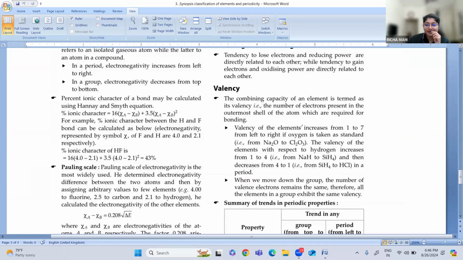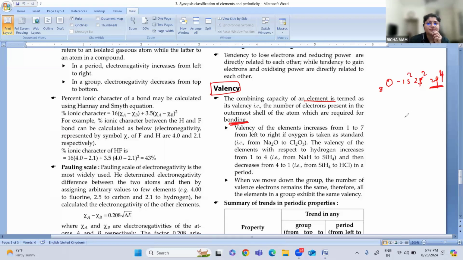Next is valency. Now, what do you mean by valency, students? Valency is the combining capacity of an element. How the element will combine is explained in terms of valency. It is the number of electrons in the outermost shell of the atom which are required for bonding. Now suppose oxygen: 1s2, 2s2, 2p4. So how many electrons are there in the outer shell? 4 electrons are there, right?